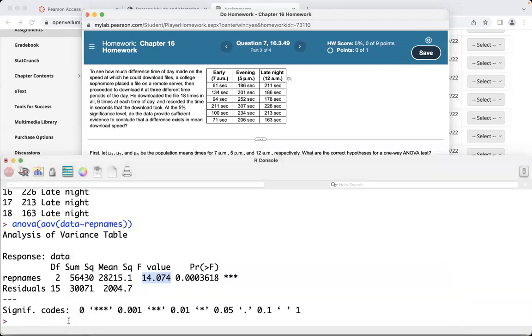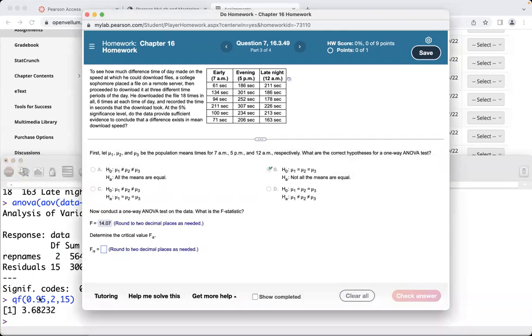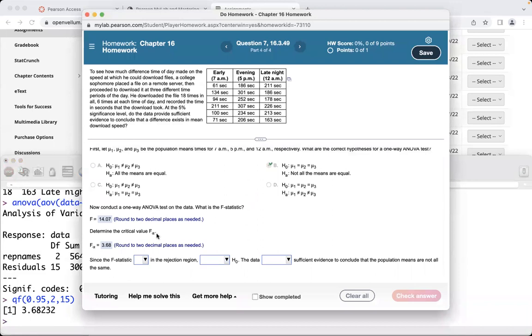If you wanted to find the critical value, you could do the same thing here. You would do QF. Here you would want to find the critical value for 5%, so that means you want to find up to which 95% happens. Then your degrees of freedom are 2 and 15. Remember, the degrees of freedom here are the number of categories minus 1, and then the number of data points minus the number of categories. So here it's 3 minus 1, and then 18 minus 3. That'll give you your critical value, and you want to round that to 2 decimal places. So that's going to be 3.68. The critical value, again, you just interpret, and I'll leave that to you. But the test statistic lies beyond the critical value, and that's the end of it.